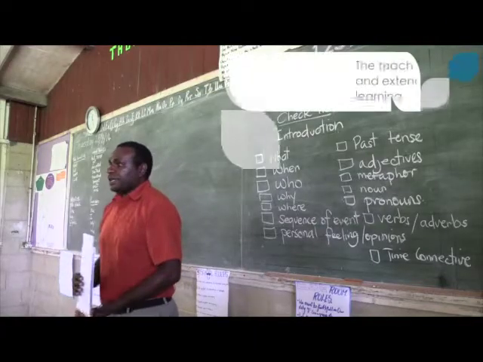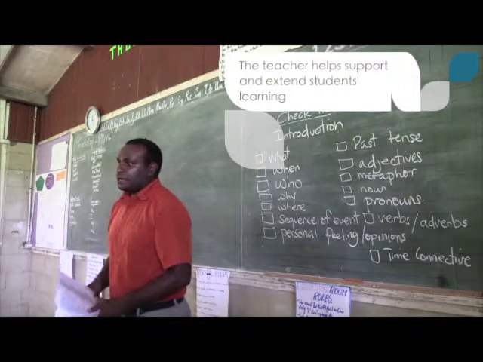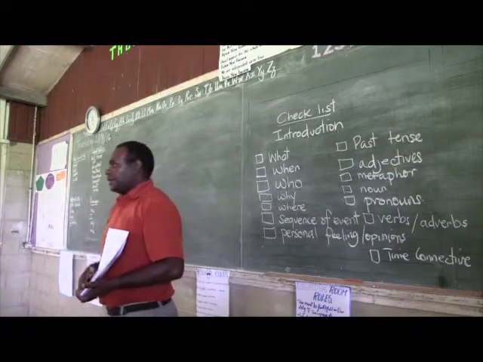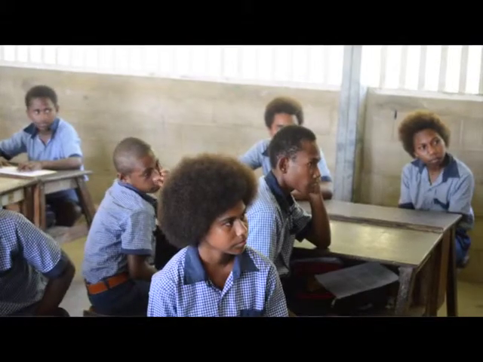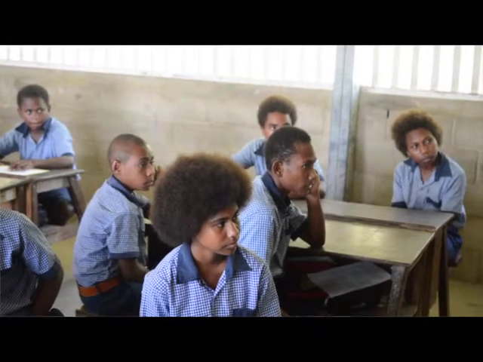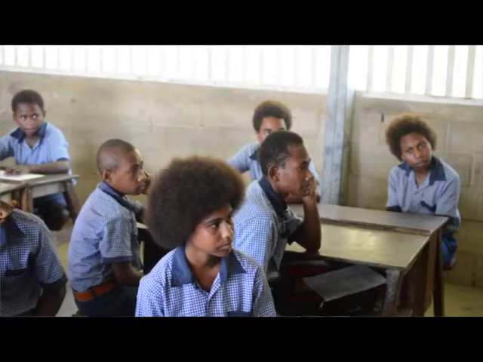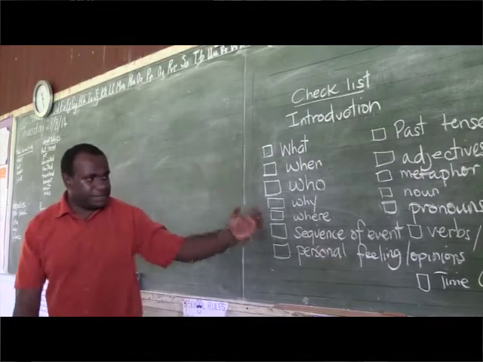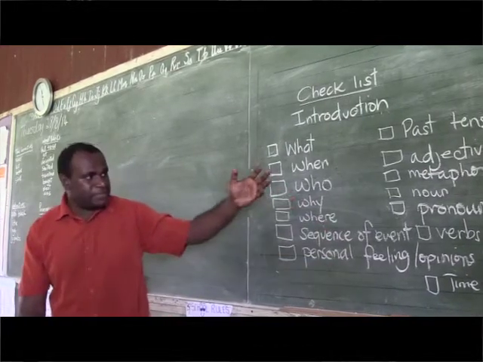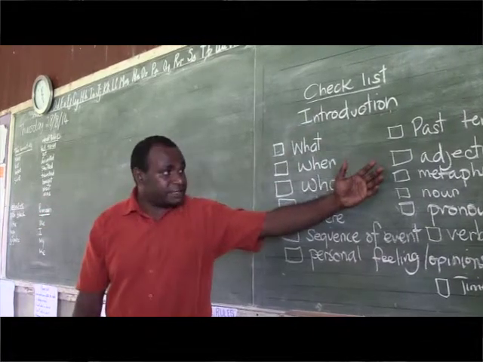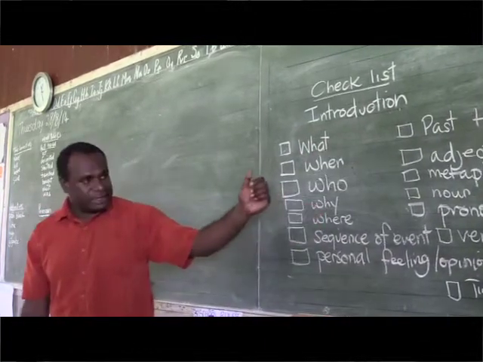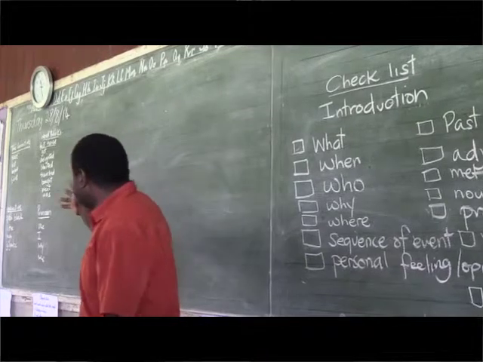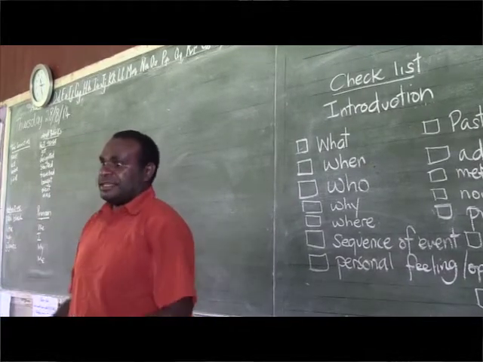I will be working along with group 1 and 5, while most of you will be working independently by yourself. What you should have in your text, you should consider this checklist here. We have those W question tags: what, when, who, why, where. Make sure you have the sequence in order. And the personal feelings and opinions, the use of adjectives, adverbs, past tense, pronouns, and most importantly, time connectors. Also, your word banks, and the others that we have covered.